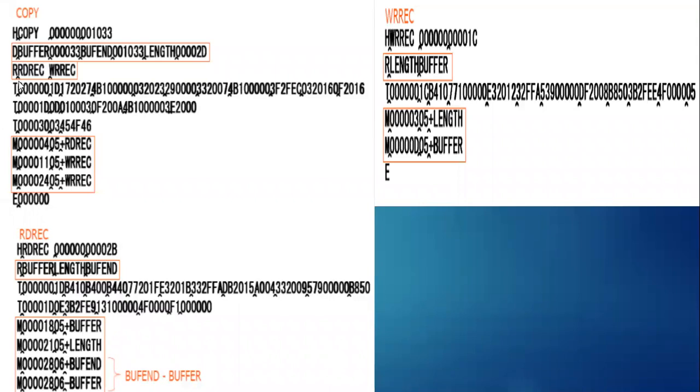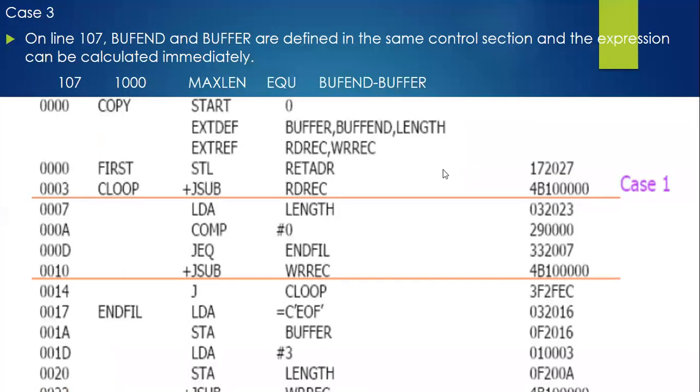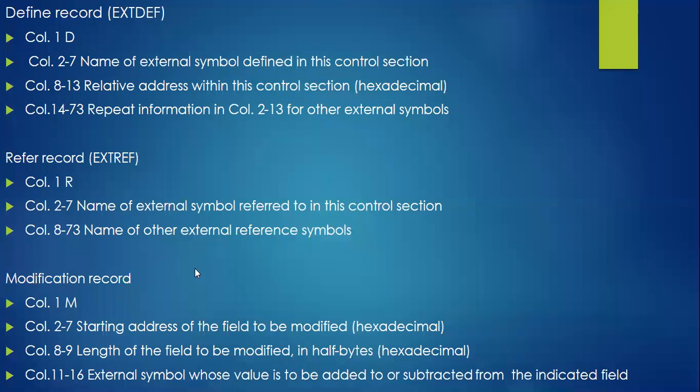So here, just observe. R, then the name. The first thing should be the name, and later the next ones follow continuously. That's why we call it 2 to 7 for the first one, and later 8 to 73, where any other such references that are available will be mentioned. But one thing you need to notice: we are not mentioning the address, because we don't know what the address is. Because of that, it will be placed as 0. Observe it very carefully.